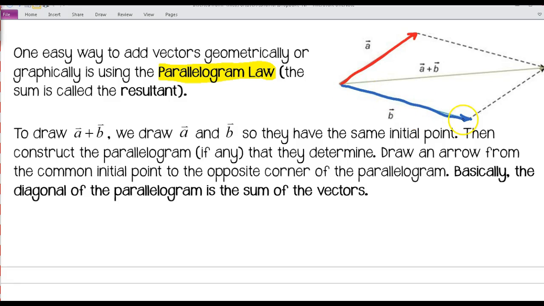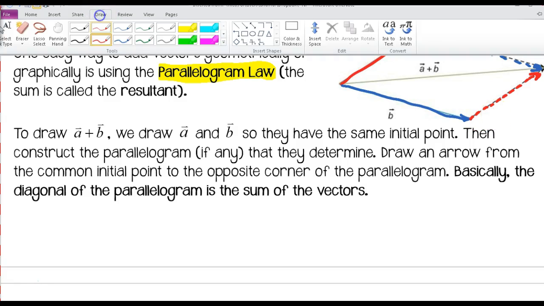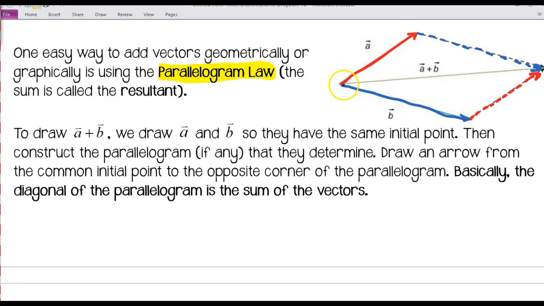So if I have vector B over here, I'm going to come over here and dot in another vector that's equivalent to B but starts at the end of vector A, and then I'm going to draw an equivalent vector to A. Now I have this parallelogram, and the resultant is going to start from where the two vectors began. So to draw A plus B, we draw A and B so they have the same initial point. So here's my initial point.